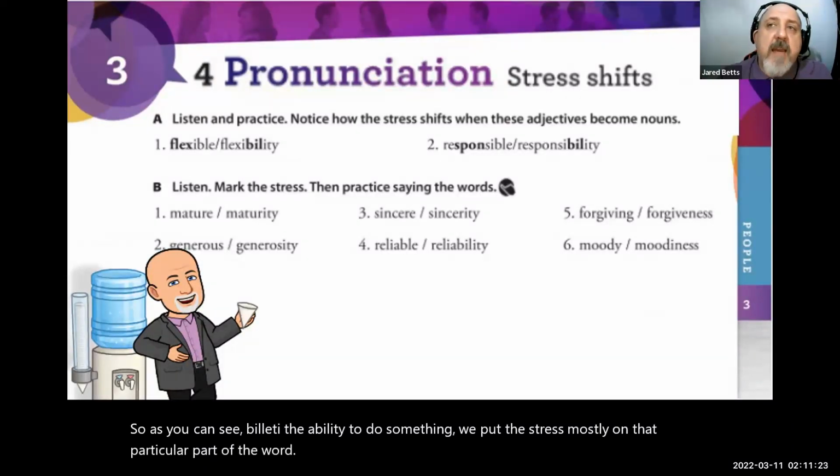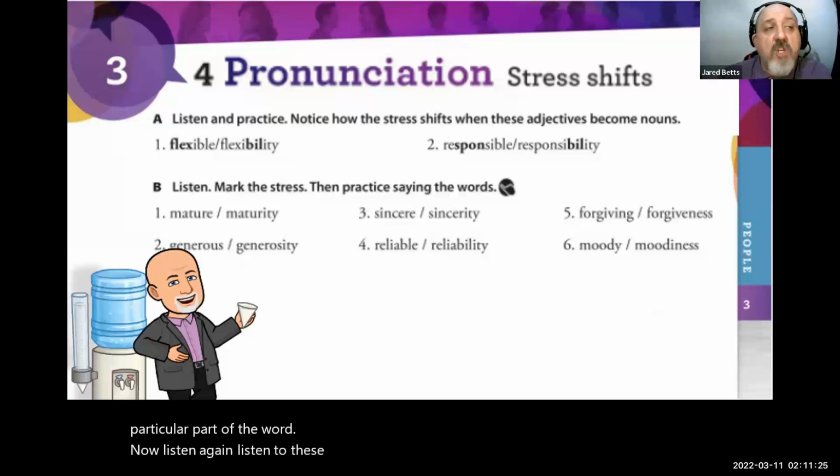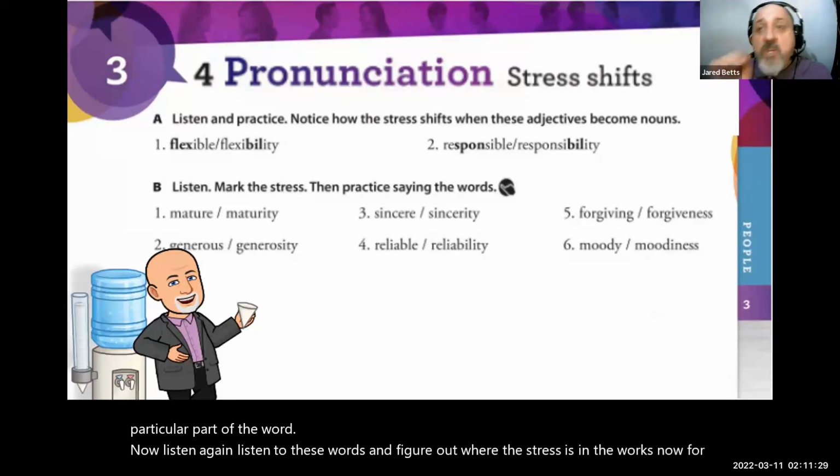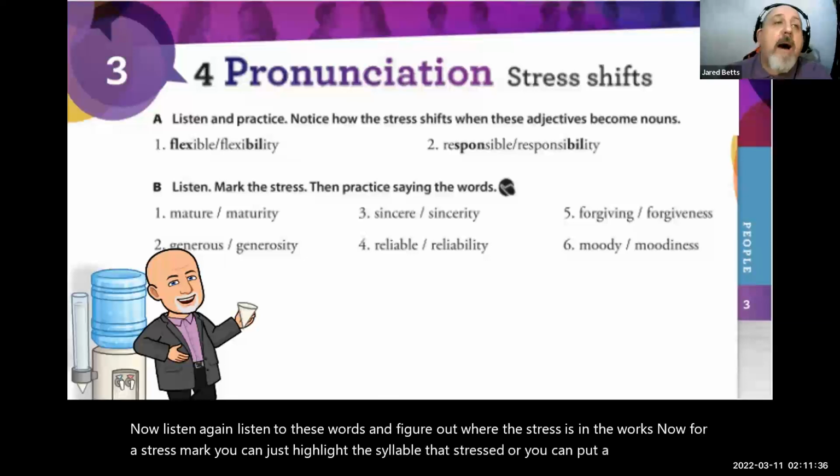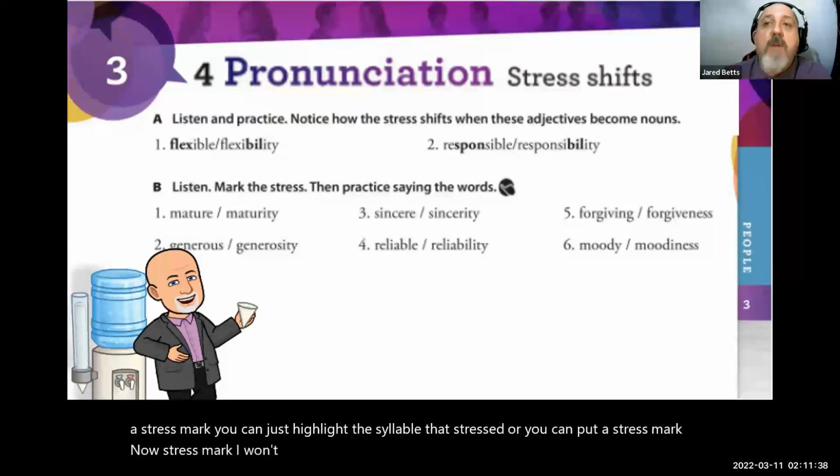Now, listen again, listen to these words and figure out where the stress is in the words. Now, for a stress mark, you can just highlight the syllable that's stressed, or you can put a stress mark. I won't show it to you here, but you can put a stress mark into your writing.